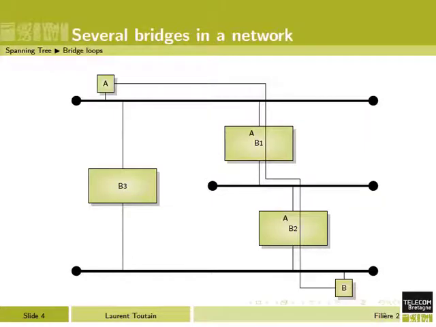And now, if I do that, so I put another bridge. Does it work? Yes? What's wrong? Does it mean that B will receive the frame twice? Could be, yes. But if it receives twice, that's a problem, but that's not a big problem.